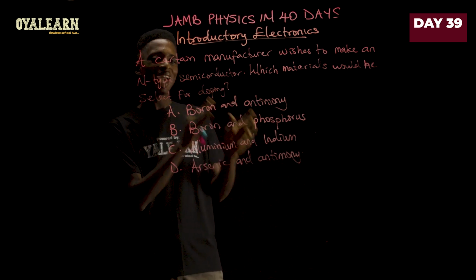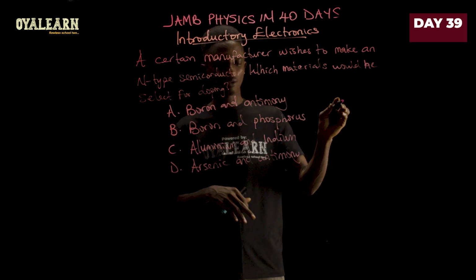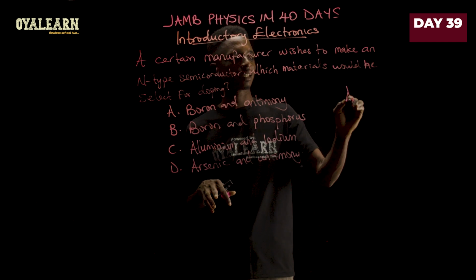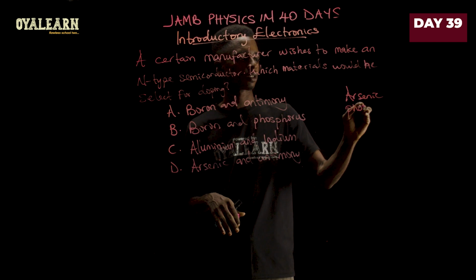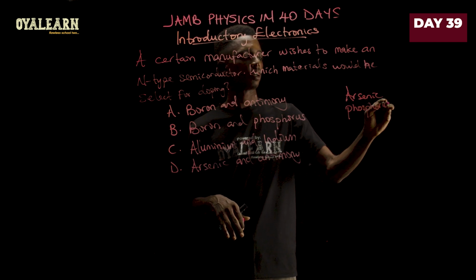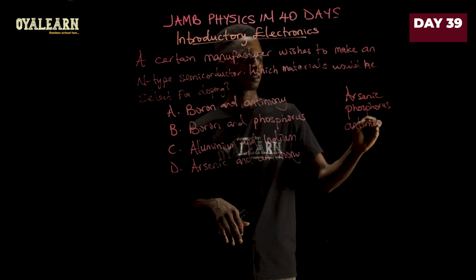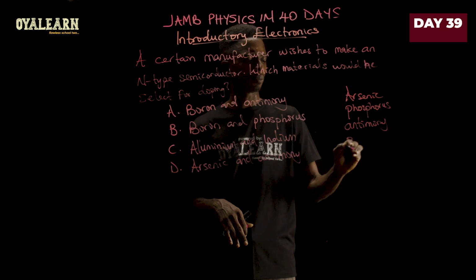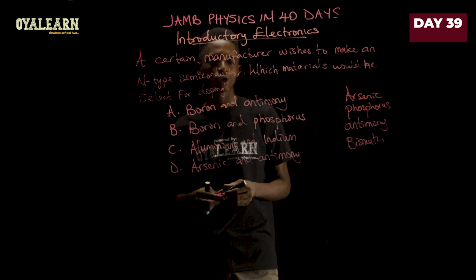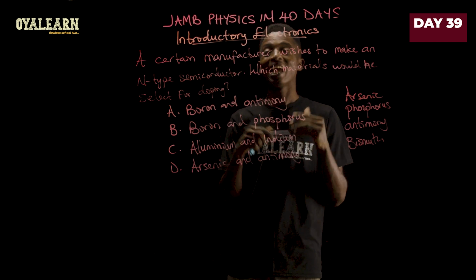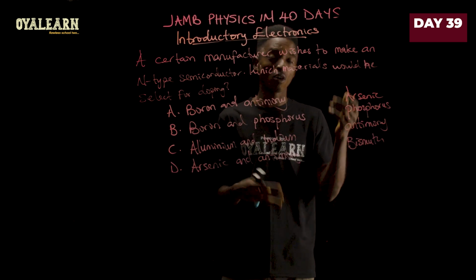So for N-type, you need group 5 atoms such as one of them being arsenic, another being phosphorus, another being antimony, and then there is the case for bismuth also. These are group 5 atoms that can produce the N-type semiconductor. So we just have to look for an option that has 2 of them at least.